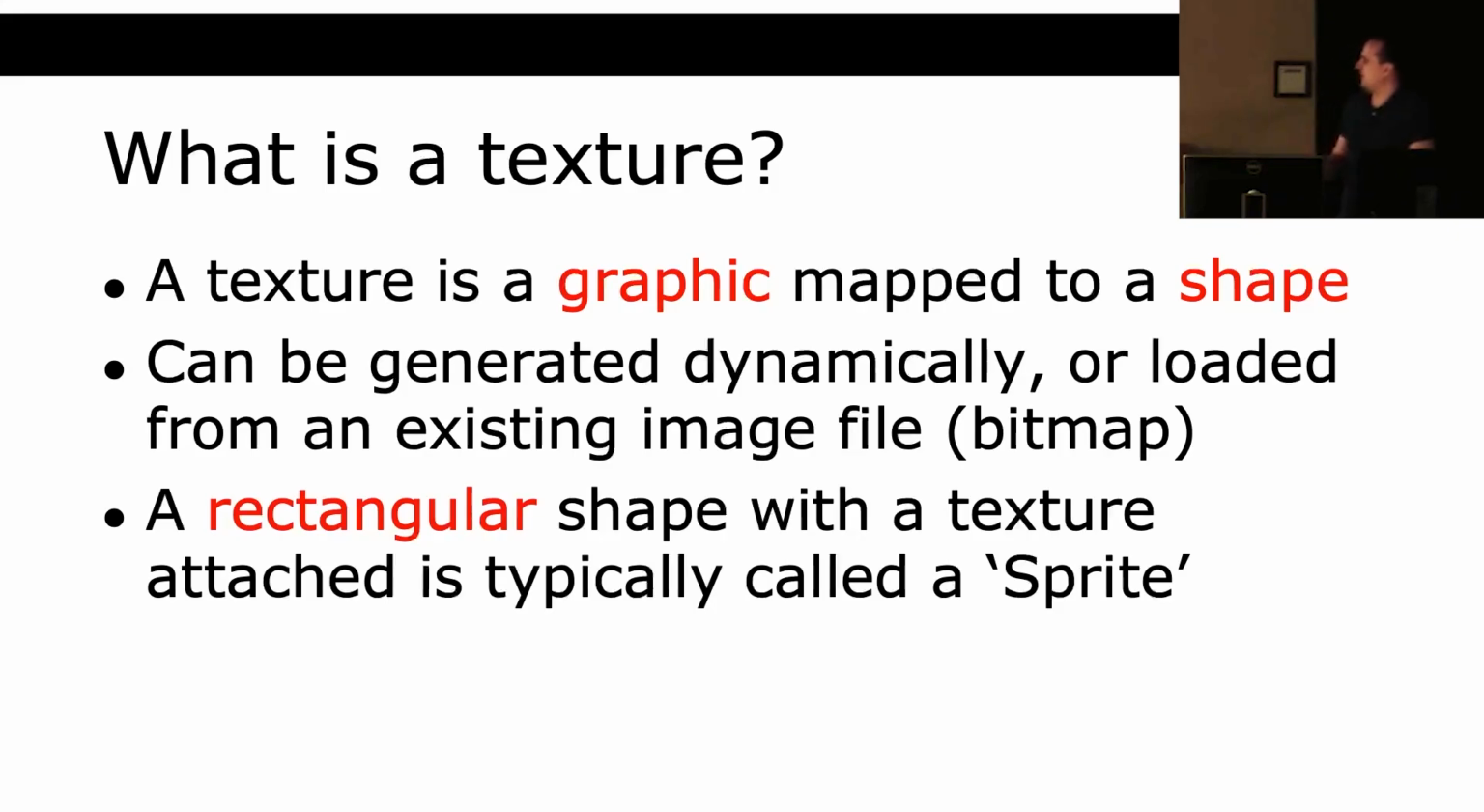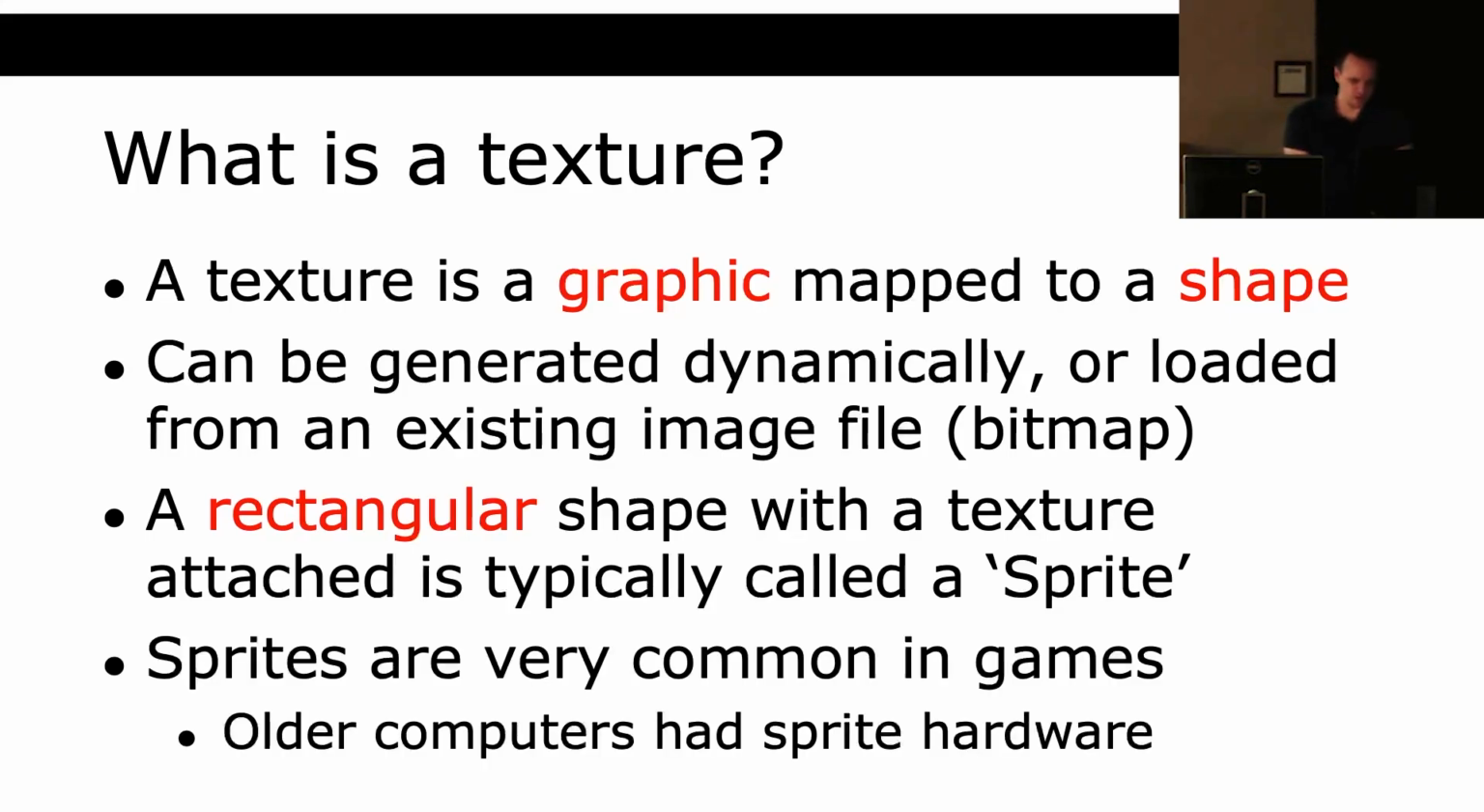And so a rectangular shape with a texture attached is typically called a sprite. And so a sprite has some texture, but also the extra specification of where in that texture I actually want to draw it. And we'll get into that more in a bit, but that's just a little detail. And sprites are very, very common in games.